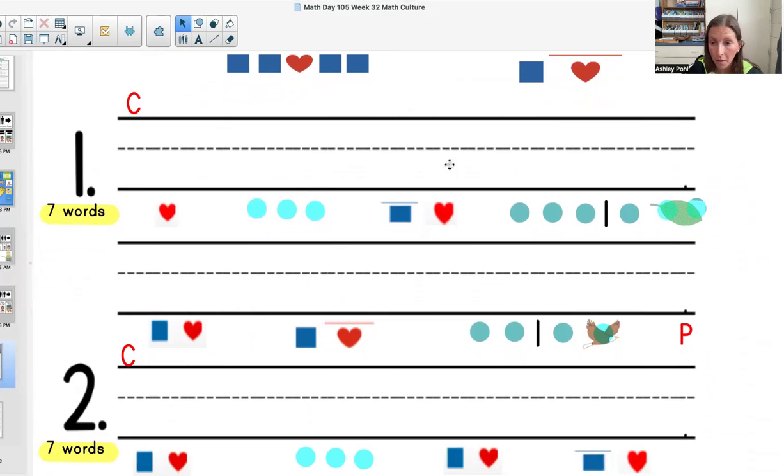I got the saddle for the pony. 7 words. I got the saddle for the pony. Capitalize your I. Now let's go to got. G, A, T. Make sure your G is facing the right way. I got the saddle.